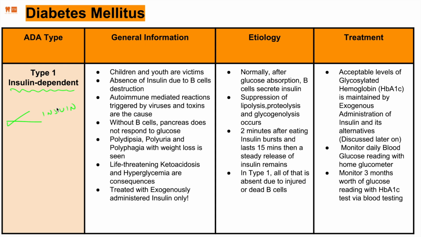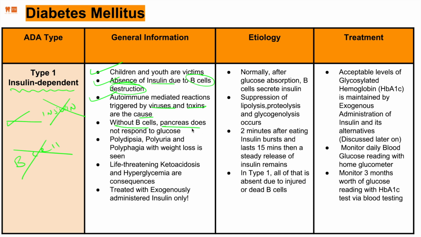where there is a lack of insulin. Right? There's no insulin. General information, etiology, and treatment is how we'll go today for the classifications. Children and youth are victims of this. Absence of insulin due to B cell destruction. So here we found out that the B cells in the pancreas are dead. Therefore, they cannot produce insulin. It can be an autoimmune mediated reaction that is probably triggered by a virus or a toxin and other causes as well, but essentially B cells are dead.